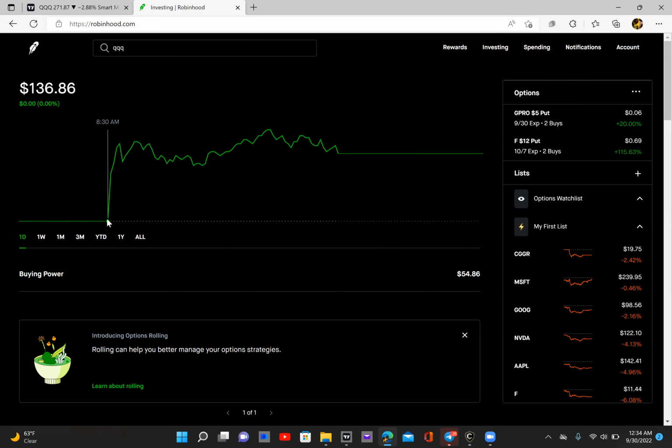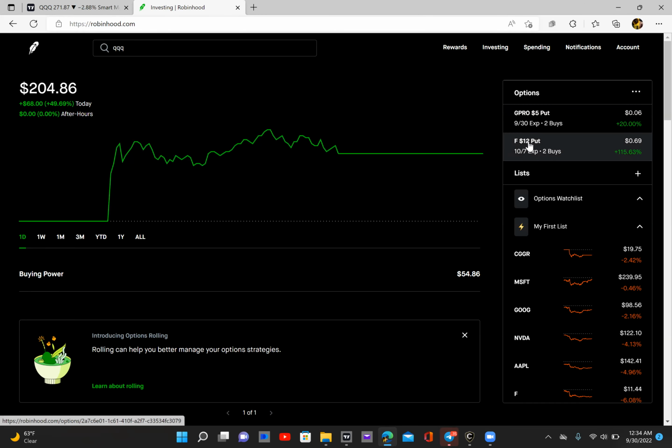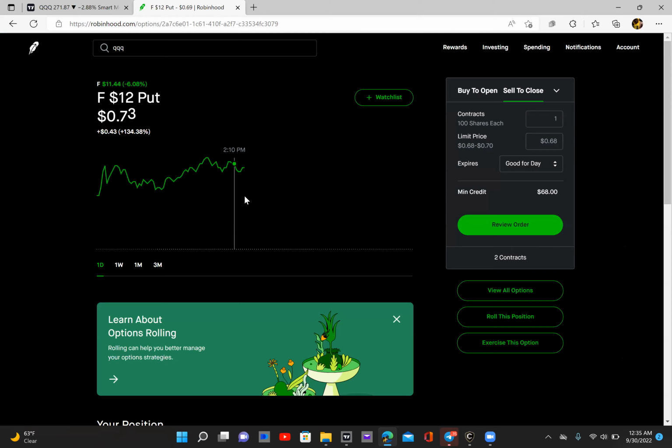I got in today actually, 8:30. And my account was valued at 136 at 8:30 this morning. It got up to 220. I actually saw like 230, somewhere around here. And it just came down some, 204. And these are the two trades that I'm in. This is Ford. Ford expires next week. And I am up, as you can see, 115% on Ford. I was up as high as 143% at one point.